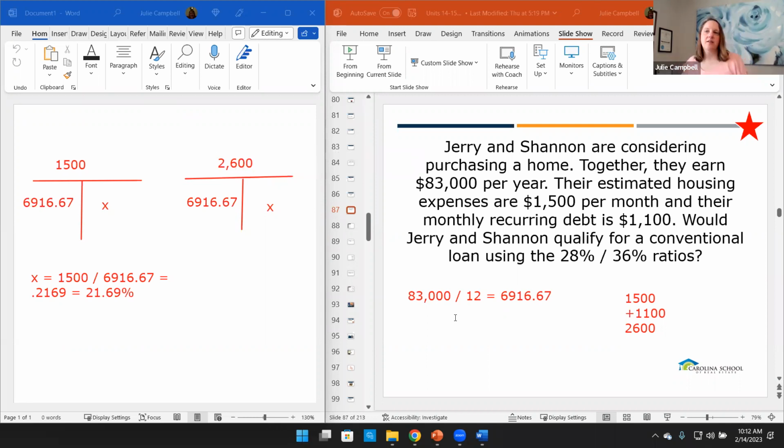of $2,600. The back-and-forth line means divide. So you take 2,600 divided by their monthly income.